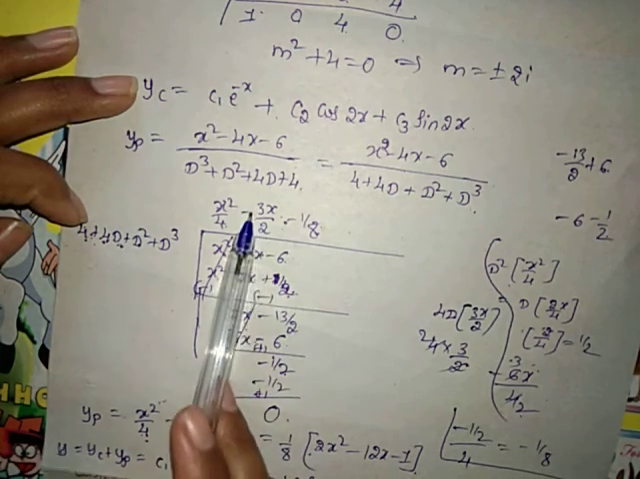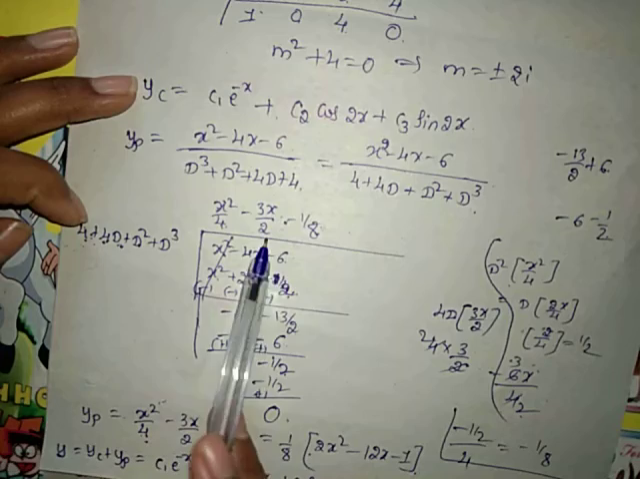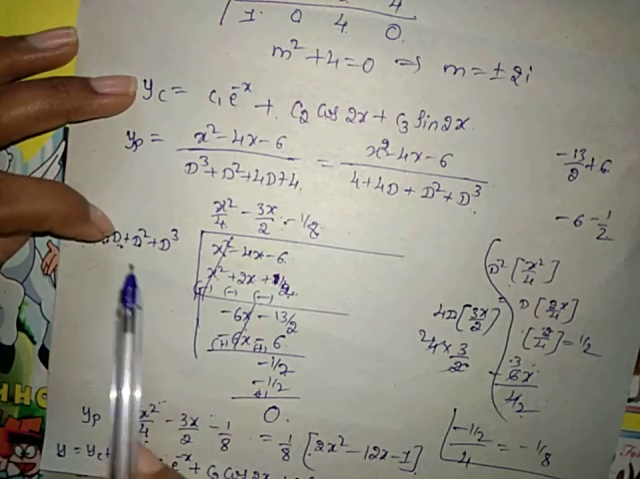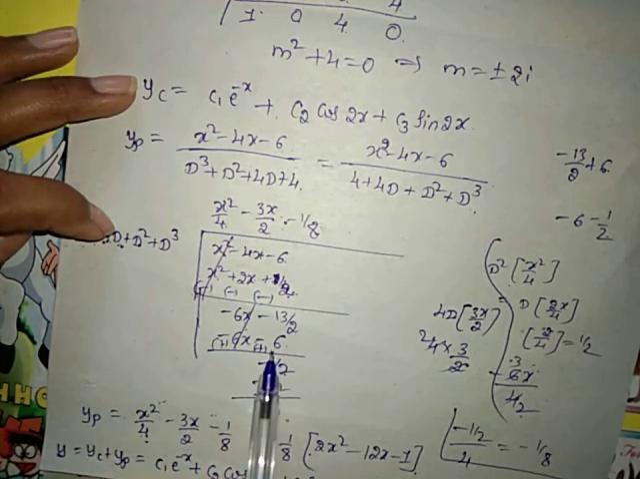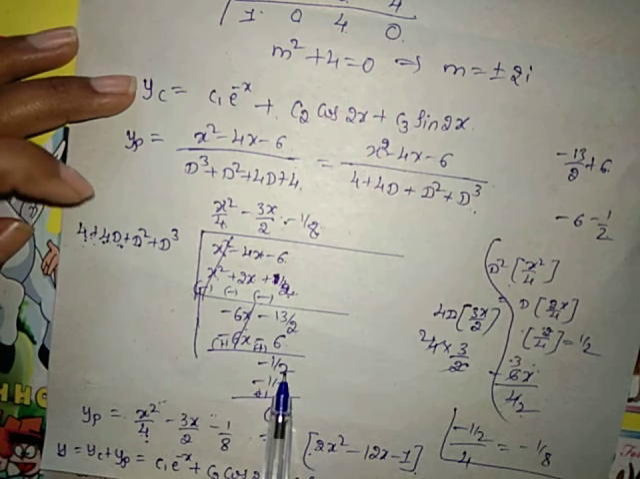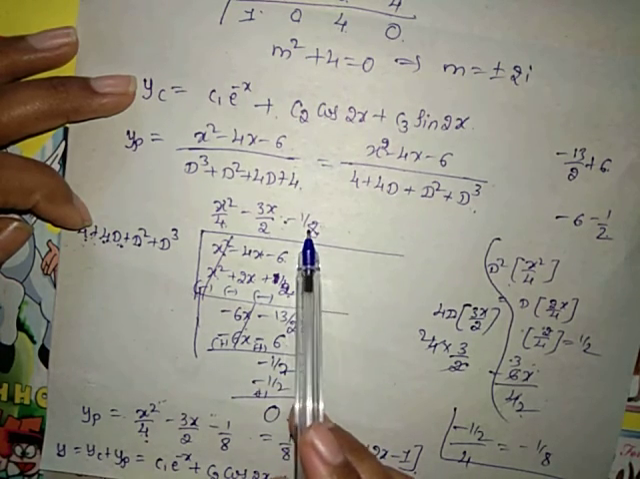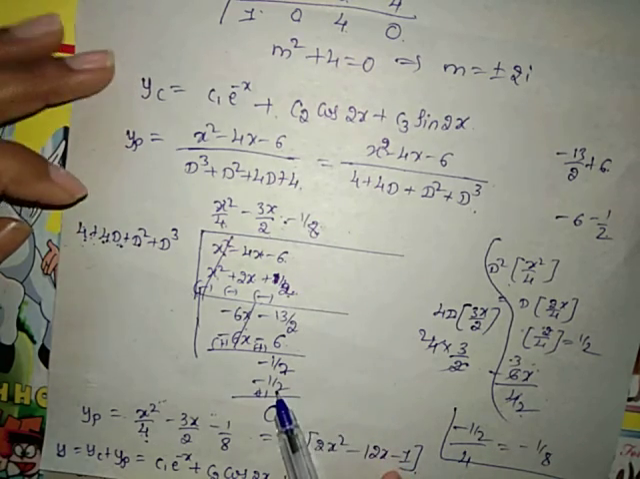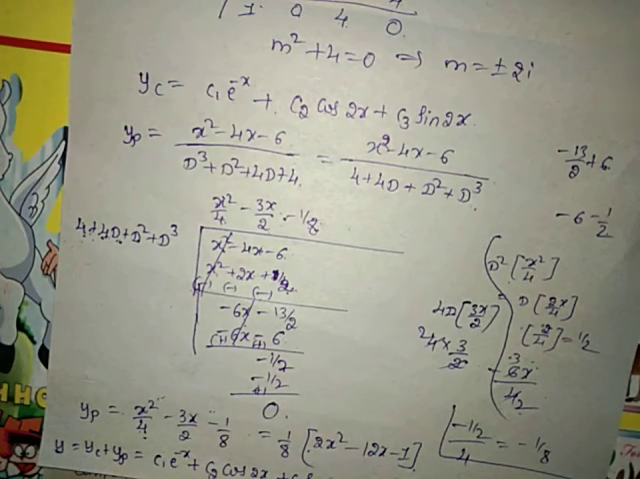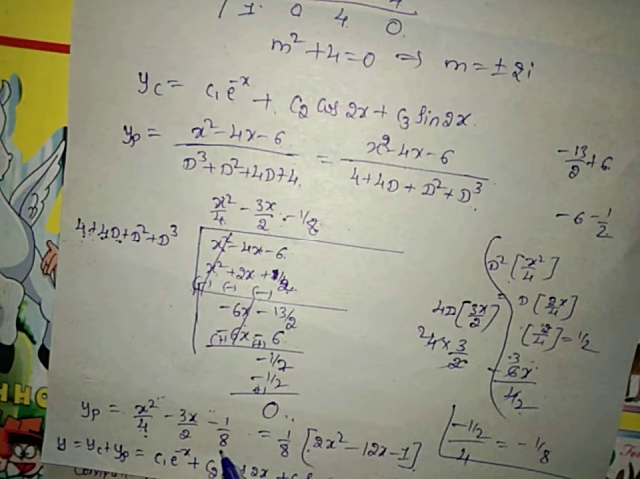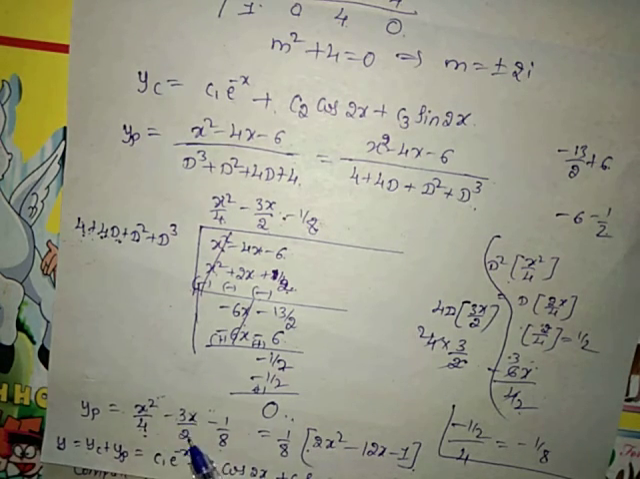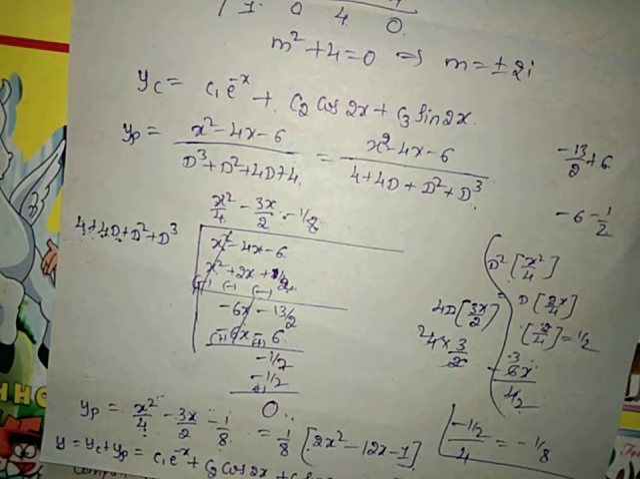Again the quotient is minus 3x by 2. 4 into minus 3x by 2 is minus 6x. 4 into the derivative of minus 3x by 2 is minus 6. Simplify the term, we get minus 1 by 2. Again next our quotient is minus 1 by 8. 4 into minus 1 by 8 is minus 1 by 2. Further derivatives will become 0 because that is a constant function. So we got the particular integral x square by 4 minus 3x by 2 minus 1 by 8. By taking 1 by 8 common, we got the terms 2x square minus 12x minus 1.